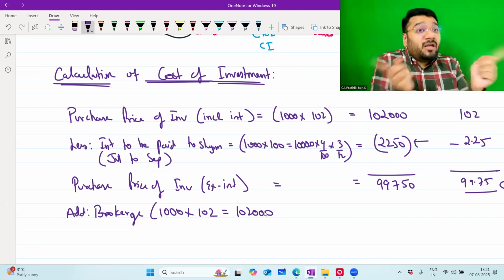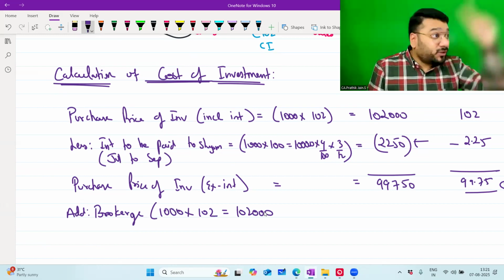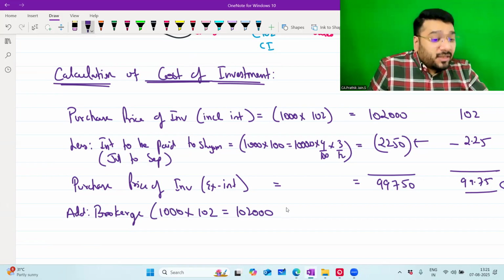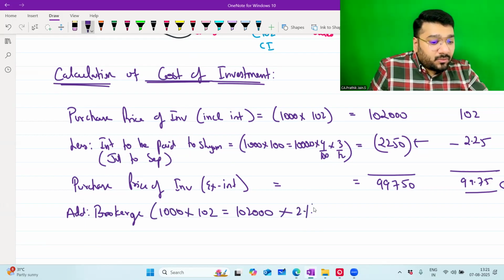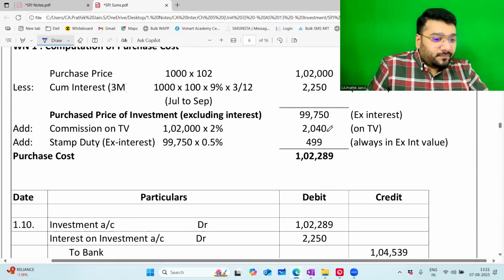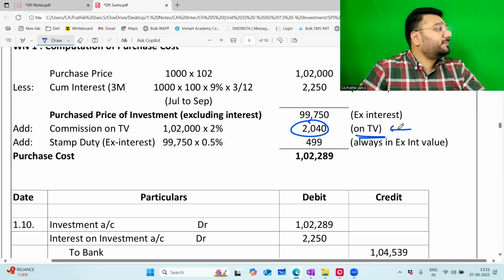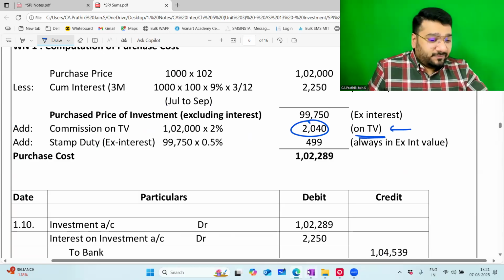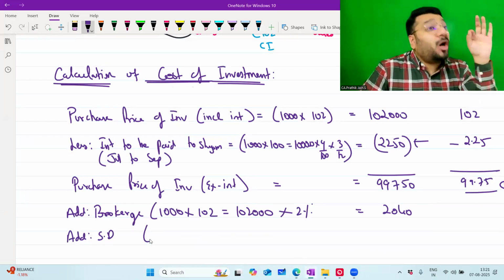According to the broker, between the parties, what is the transaction? 102 rupees per bond, per debenture. For 1,000, how much? 1,02,000 into brokerage percentage, 2%. 2,040. Always on transaction value. I gave a comment also besides. Now, add stamp duty. Stamp duty is always calculated on the pure purchase value.